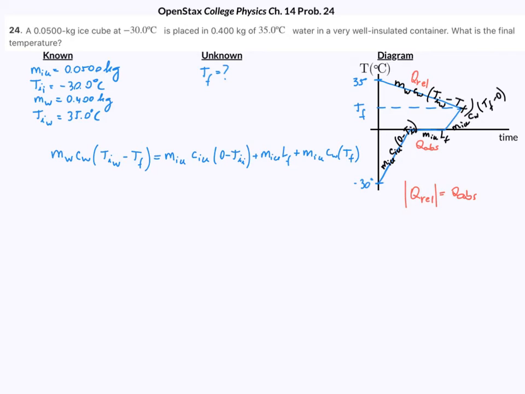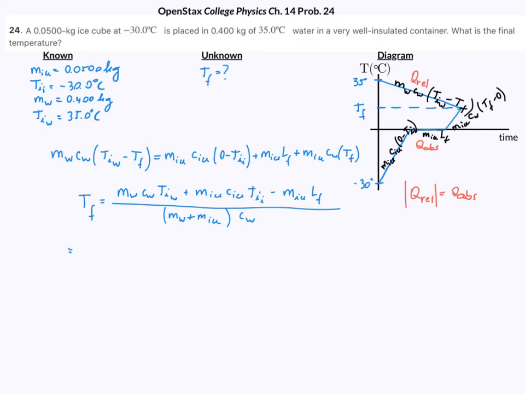All right, so I have to solve for T final. T final will be mass of water, specific heat of water, T initial water, plus mass of ice, specific heat of ice, T initial ice, minus mass of ice, latent heat of fusion, divided by mass of water plus mass of ice times specific heat of water. Double check the calculation. I'm going to skip units here.